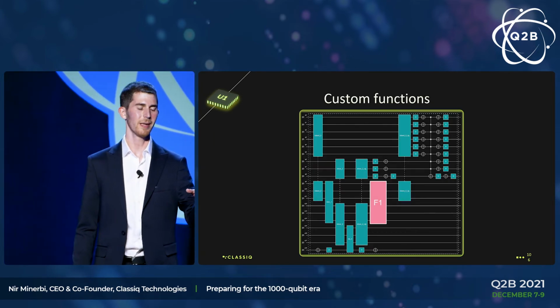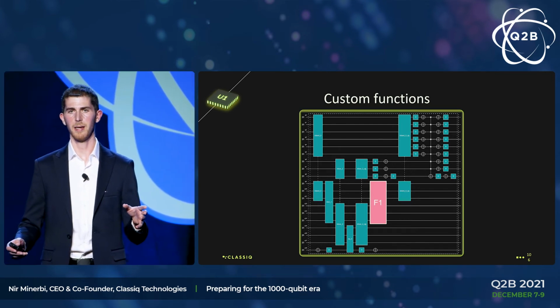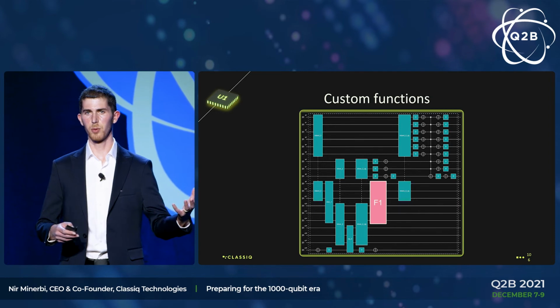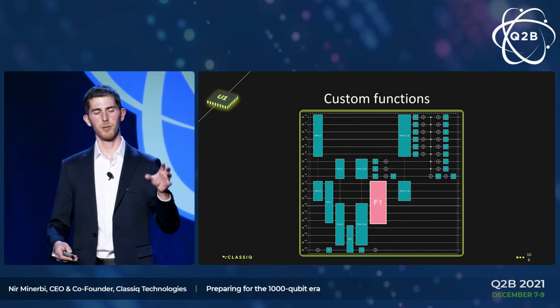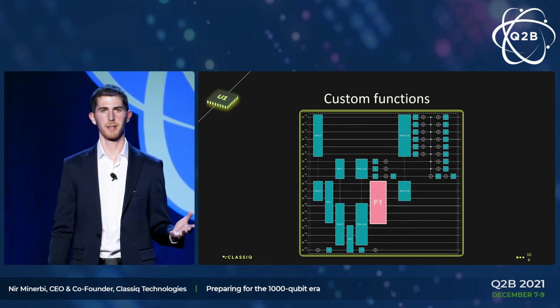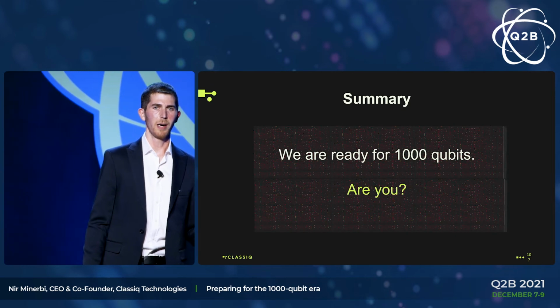So F1, the pink one, was created by me. I defined the functionality, the inputs, the outputs, and now the synthesis engine is embedding this function in a more complex circuit. Right, so I want to finish where I started.